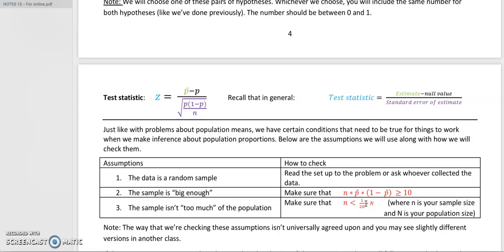All right, so these are our 3 assumptions. We've got conditions for how to check them. And if these things are all true, then when we calculate a test statistic from a whole bunch of different random samples, those test statistics will fall into that normal distribution pattern, and these methods that we're going to talk about will work wonderfully. All right?